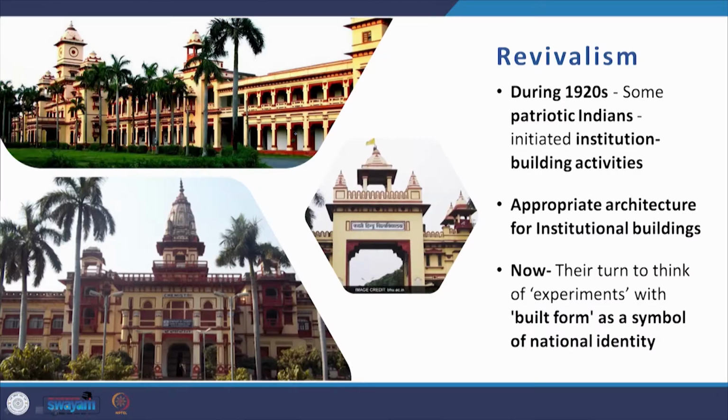and build from there. During the 1920s, patriotic Indians who were a part of our freedom struggle initiated institution building activities with an appropriate architecture for institution buildings, and one of those was the Banaras Hindu University. Now, it was their turn to think of experiments with built form as a symbol of national identity. As I mentioned last time, this was already done, an attempt was made by the British when they used Indo-Saracenic architecture to build on that sense of national identity, and we had seen that in several presentations back.